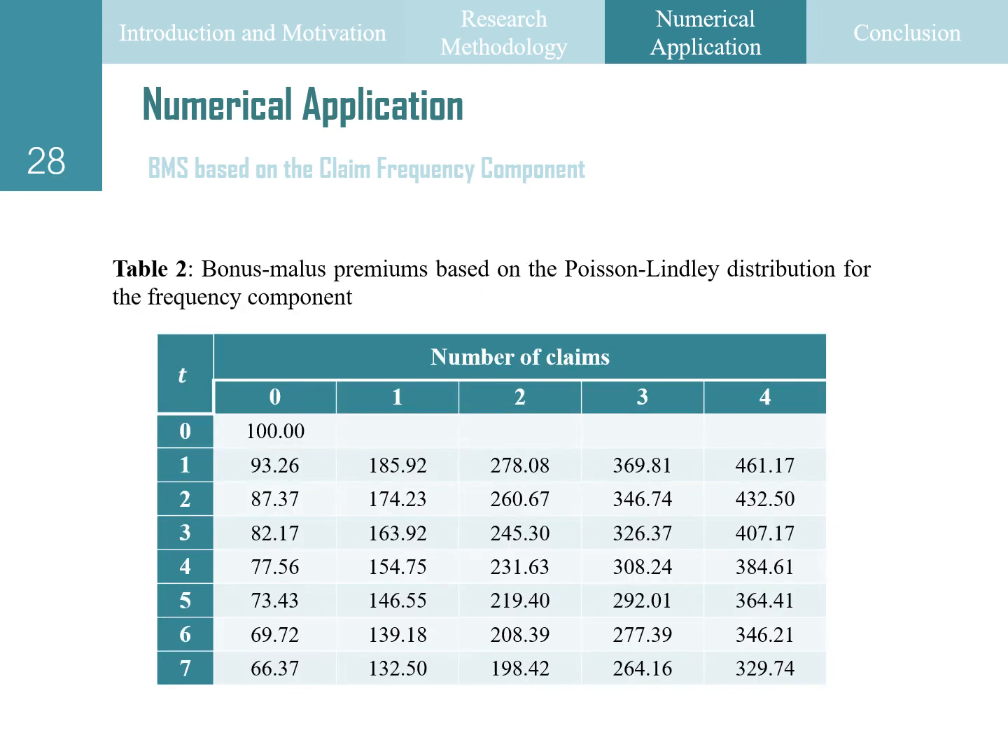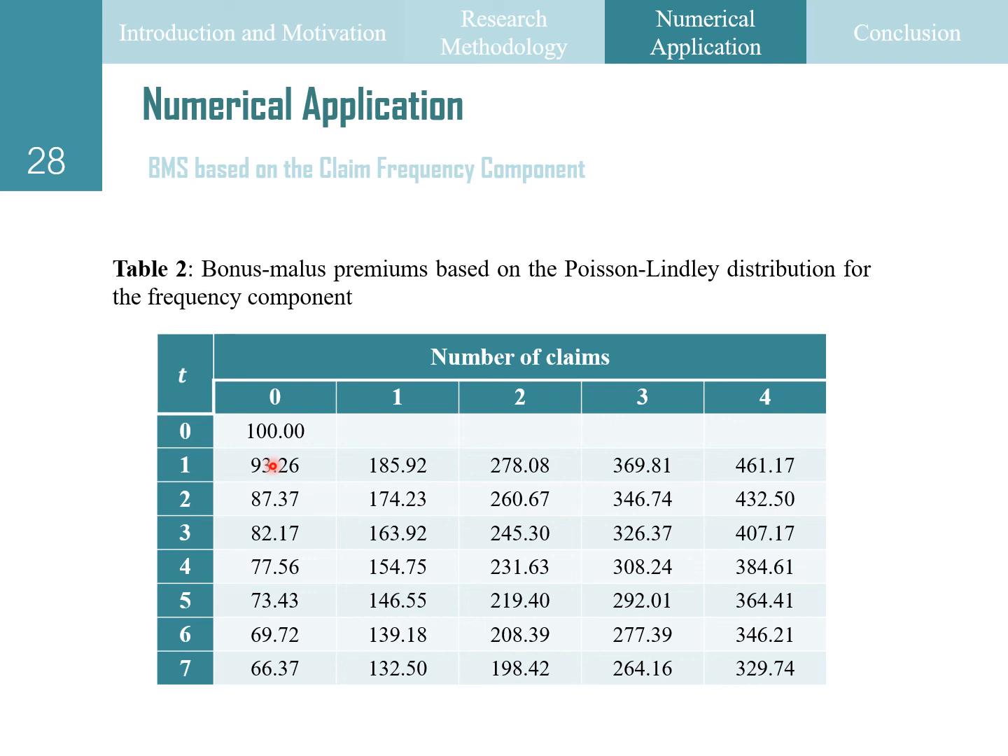The bonus malus premium based only on the frequency component is determined and calculated, with results in Table 2. From the results in Table 2, a bonus for no claim in the first year represents 6.74% of the base premium.